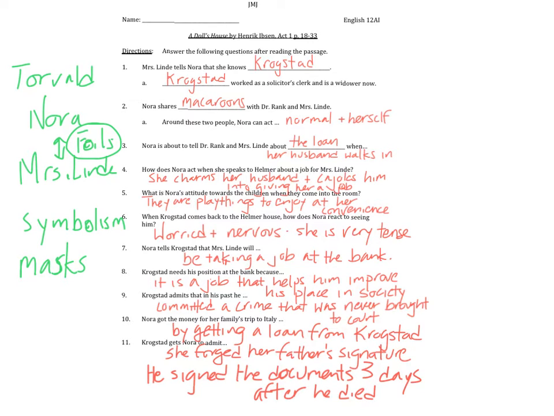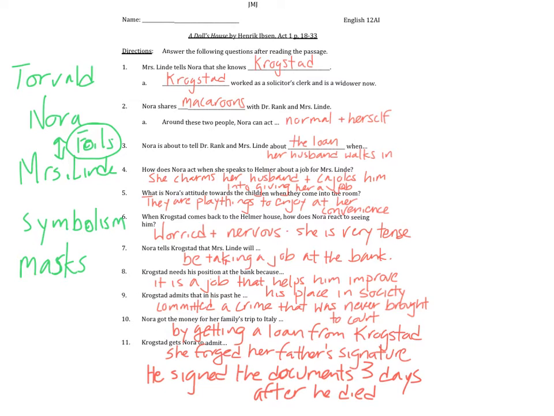This job at the bank helps him improve his place in society, that he kind of did some unscrupulous things in his life. And one thing that he admits to is committing a crime in his past, but it was never brought to court. He was never found guilty or innocent. It was thrown out of court. But just having that accusation ruined his life. And so having this job at the bank, it's a legitimate job, and it helps improve his place in society.